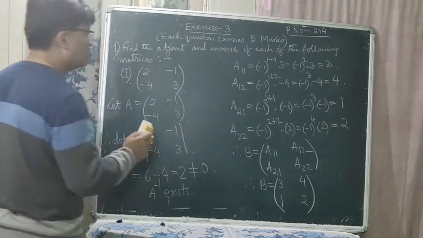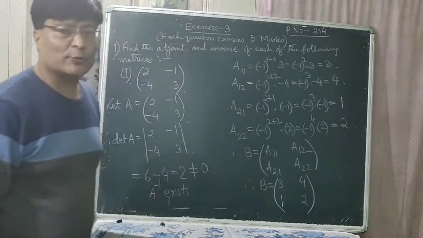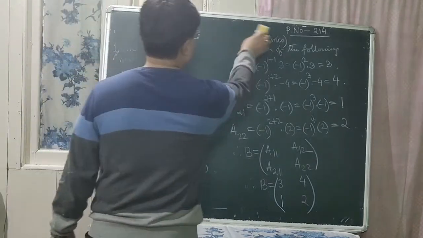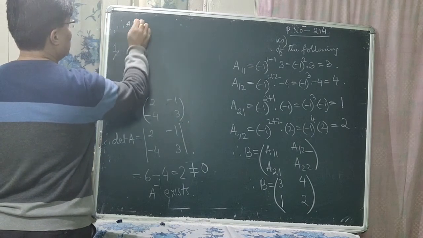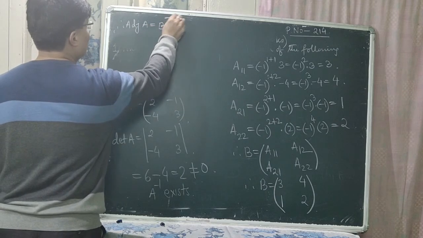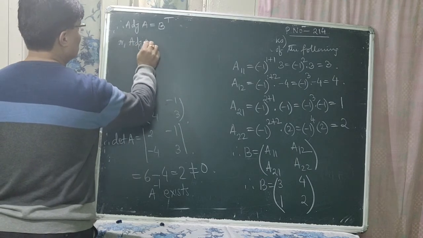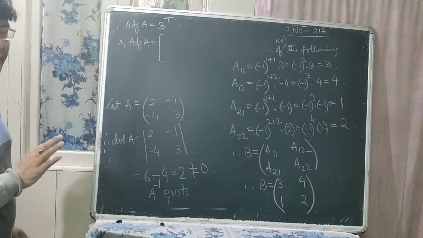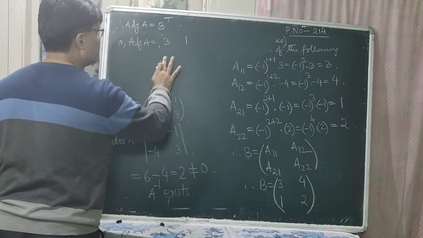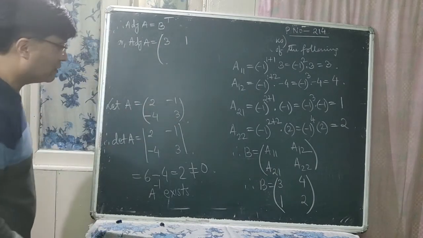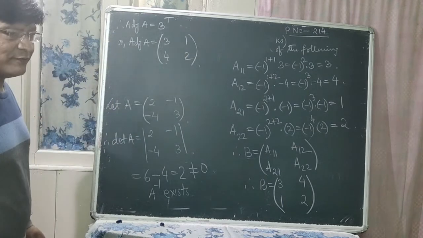Now you have to get the adjoint of A. How can we get the adjoint of A? It is defined as the transpose of B. So adj A is equal to B transpose. What is B transpose? In matrix B, you have to change rows into columns and columns into rows. That means the first column becomes the first row, that is 3, 1. Let us write it within the first bracket, because in the question the first bracket is given. And the second column becomes the second row, that is 4, 2. So this is your adjoint of A.